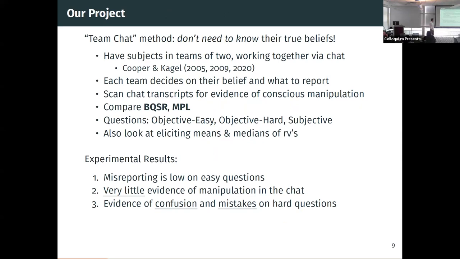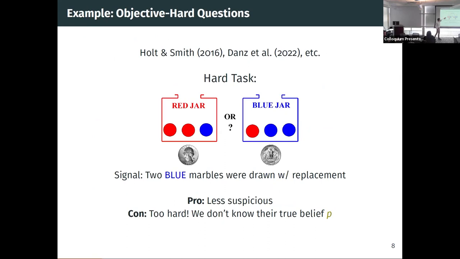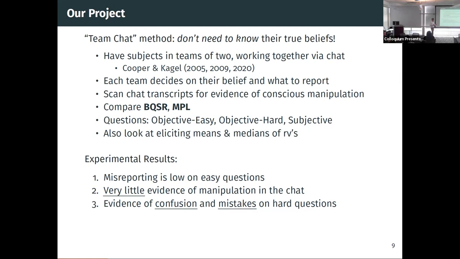So this is where John Kegel comes in. He's got a bunch of papers that use what's called a team chat, right? So what we're going to do, instead of having a subject work as an individual, I'm going to put subjects in teams of two, and I'm going to give them a problem like this problem here. And they are on computers. They don't talk in person. They chat through messaging on the computer. And they're going to, as a team, have to decide on what their belief is and then what to report into the mechanism. And they're both going to get paid the same thing.